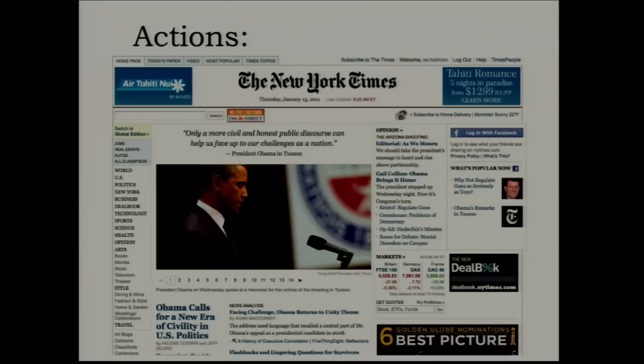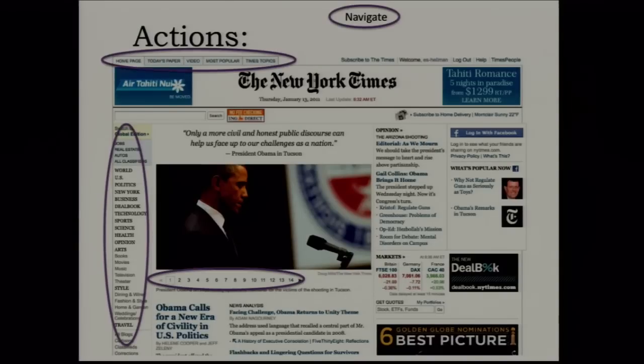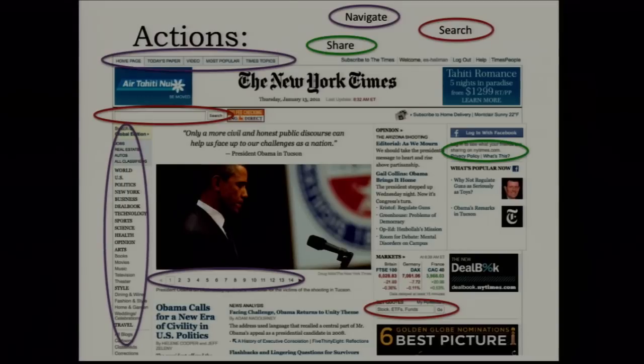The actions on this website are, well, first of all, you have navigation actions, lots of ways to navigate around a rather large website. You have search boxes that help you find things on a big website. That's sort of any website nowadays has that stuff. And most websites have share functions that allow you to take what you see and spread it around to your friends. So, is this a newspaper?